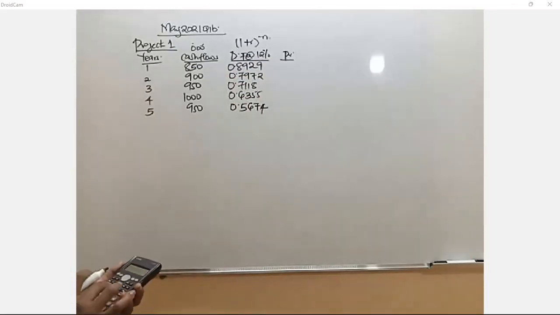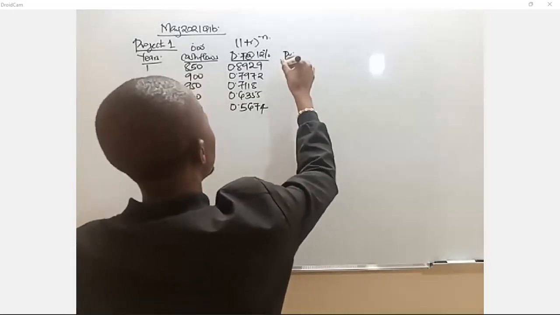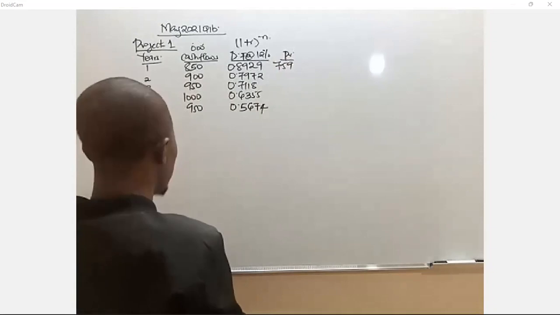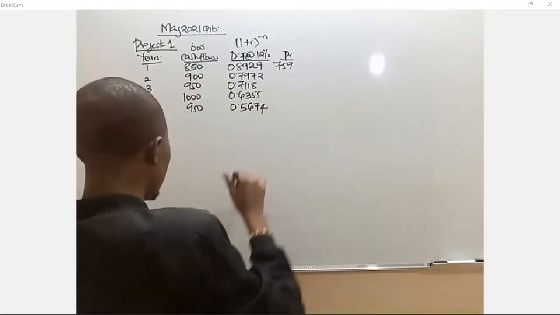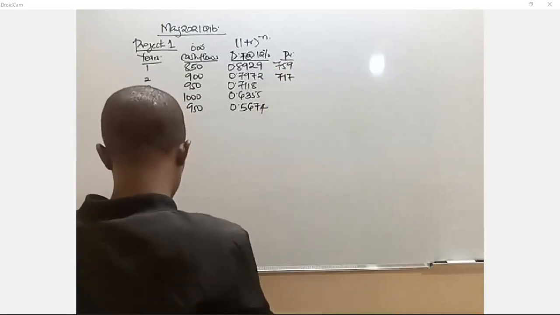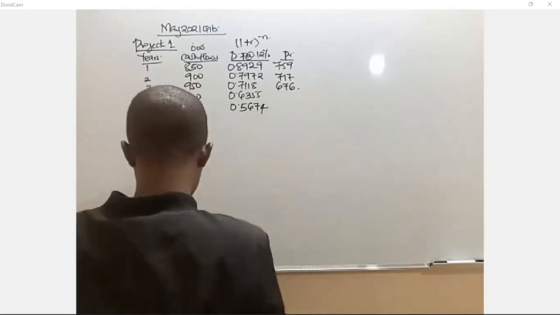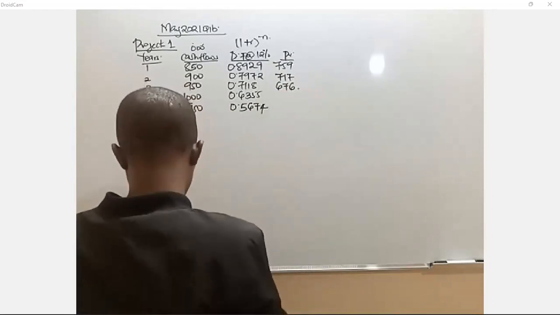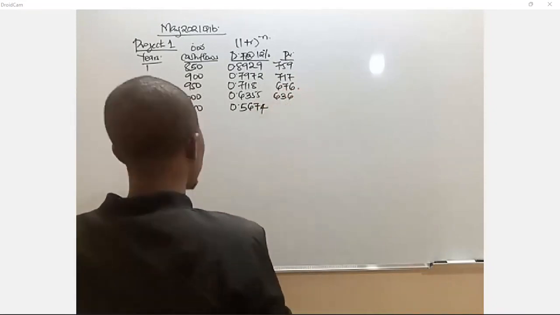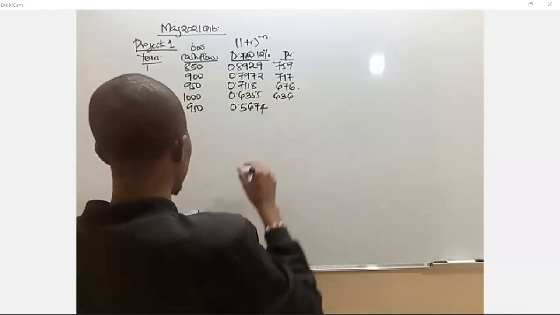The first one will be 850 times 0.8929. We get around, allow me to round to whole numbers, 759. The other one will be 900 times 0.7972, 717. The third one will be 950 times 0.7118, we get 676. The other one will be 0.6355 times 1000, we're getting 636. Then the last one will be 0.5674 times 950, getting 539.